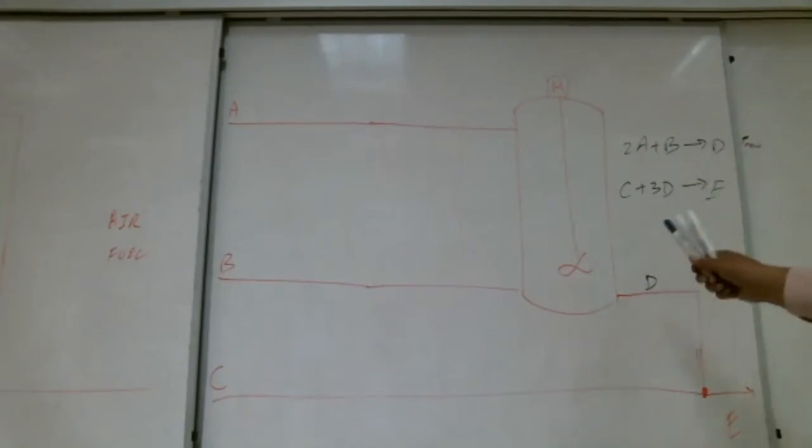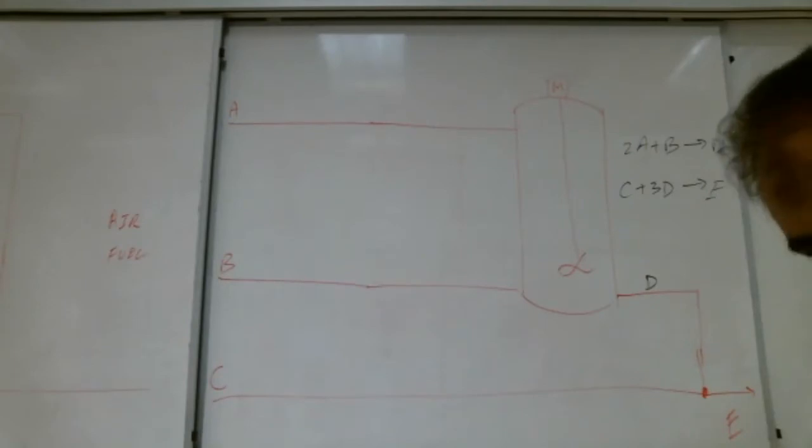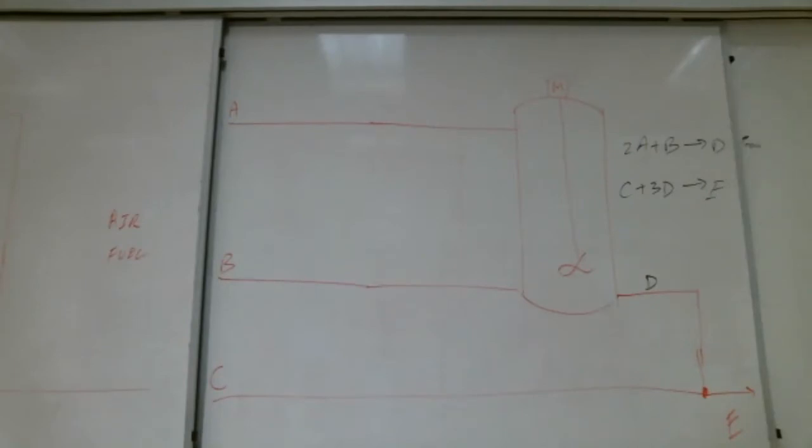And this one, C plus 3D becomes E. What type of control is there again? I think cascade, teacher. How do you think that? Brother Ali is typing ratio again. No, I think cascade. If you are saying this one is ratio, it is the same. This is always 2 liter, this is always 1 liter. If you are saying this is ratio, here also same ratio. This is always 3 liter, this is always 1 liter. It is also ratio.